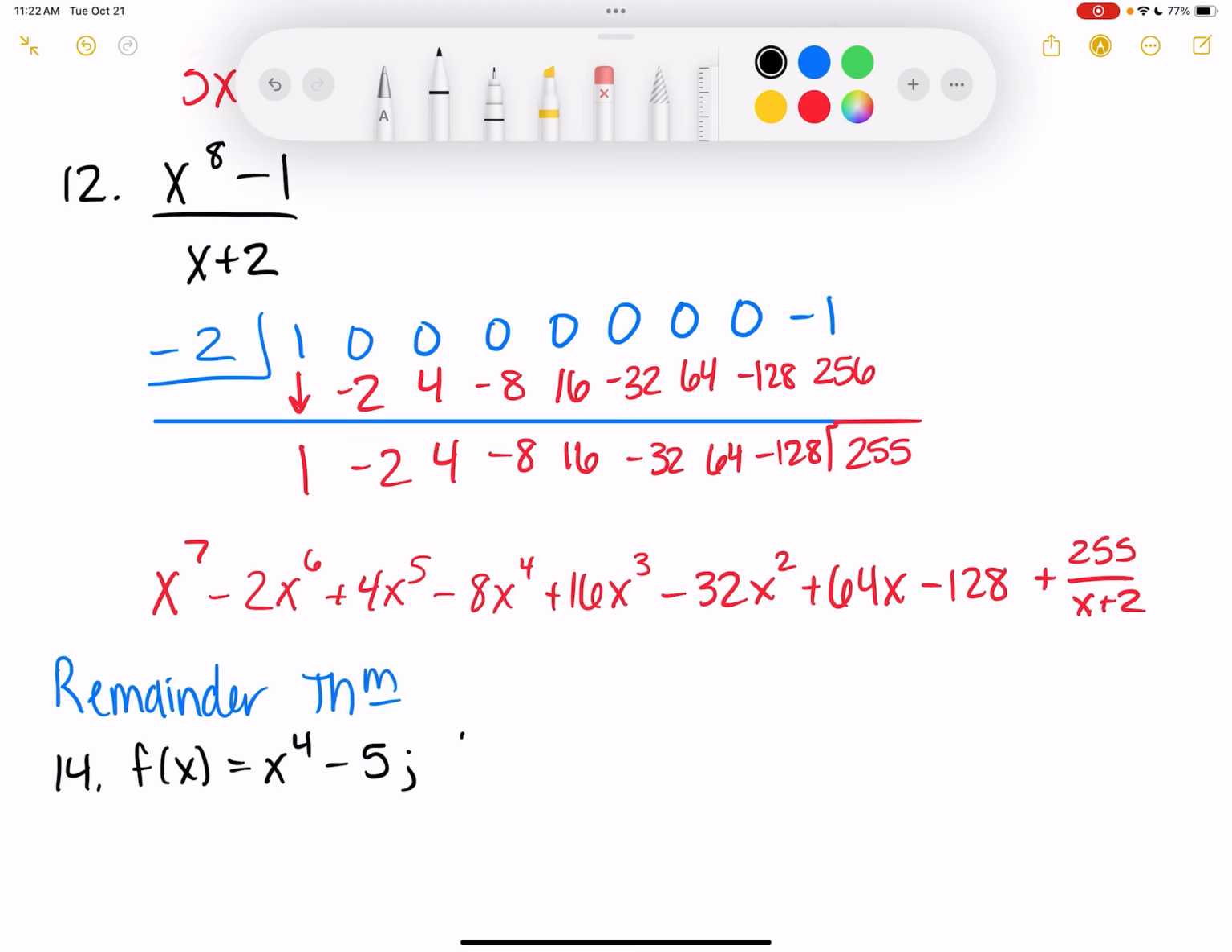So the remainder theorem says plug whatever k is into x in f of x, and that's going to be your remainder. So f of 1 is equal to 1 to the 4th minus 5. So that ends up just being negative 4. So my remainder on this problem is negative 4.